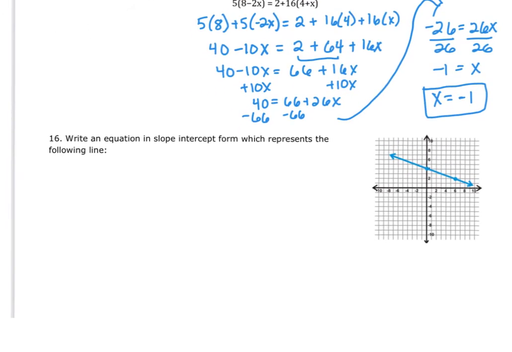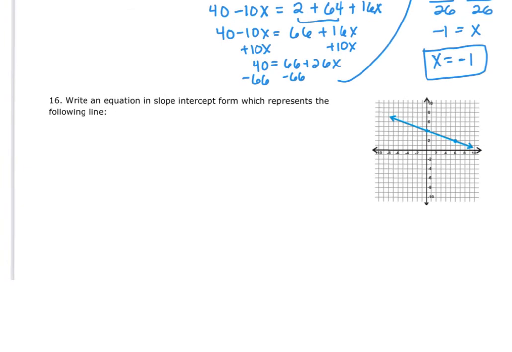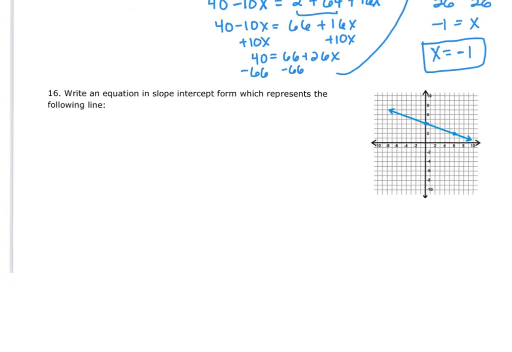Okay, so now finally, our last question on the review. It says, write an equation in slope-intercept form which represents the following line. This is basically working backwards from what we've been doing. Here they want slope-intercept form, which is the form that has your slope and your intercept. You guys should know this by now. y equals mx plus b, where m is your slope and b is your y-intercept.